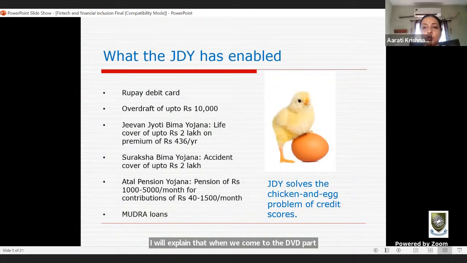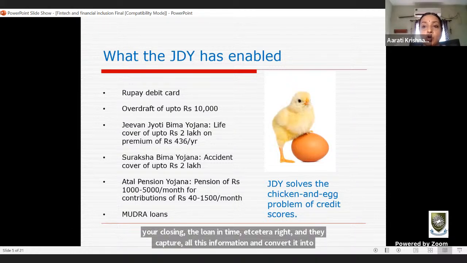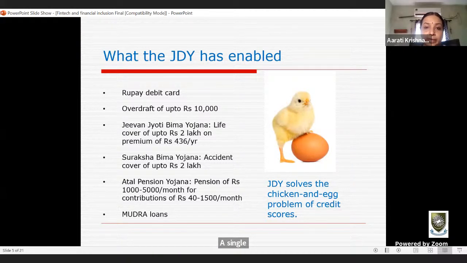If any of you have tried to take a loan for the first time, you would have come across a very peculiar problem, which is a chicken and egg problem. What is a chicken and egg problem in lending? Today banks will not lend you any money, even a small personal loan, unless you have a credit score. Now there are agencies called credit bureaus in India, such as CIBIL, Experian, etc. What they do is collect data from all the banks on how their borrowers are repaying their loans. So they create a database based on how many loans you've taken, whether you are repaying on time, whether you're defaulting, whether you're closing the loan in time, etc. And they capture all this information and convert it into a single credit score. So all of us who have taken any loan in our lifetime have a credit score which is captured with CIBIL or Experian.